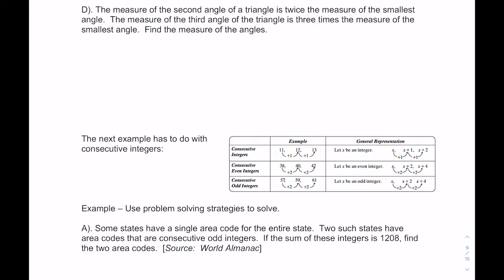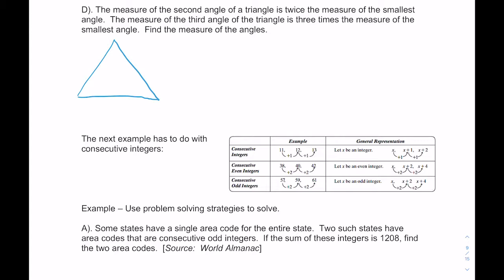The measure of the second angle of a triangle is twice the measure of the smallest angle. The measure of the third angle of the triangle is 3 times the measure of the smallest angle. Find the measure of the angles. So here might be a good place to actually draw a triangle. And it doesn't really matter which angle is our smallest one, we're just going to pick, okay?